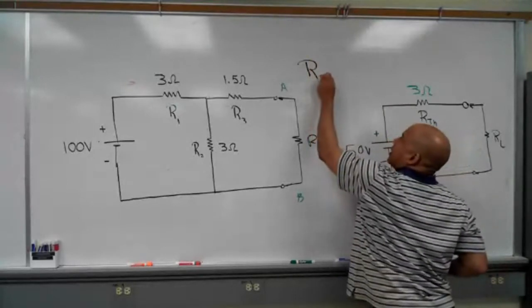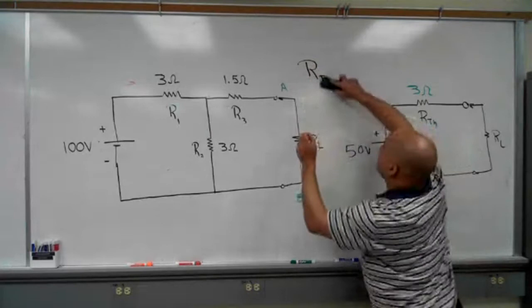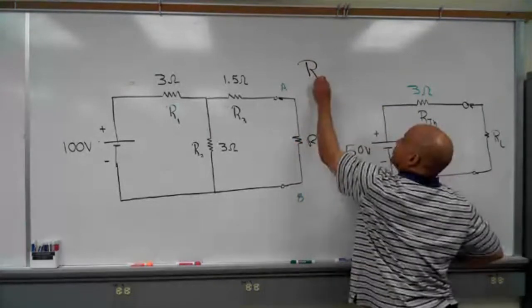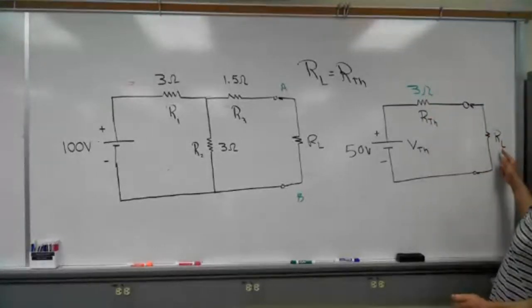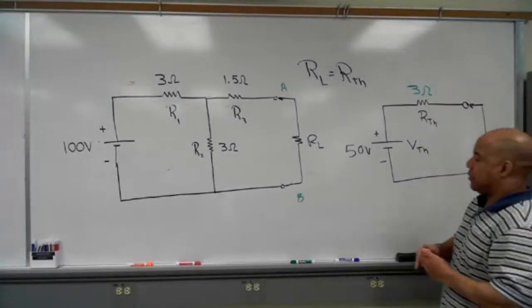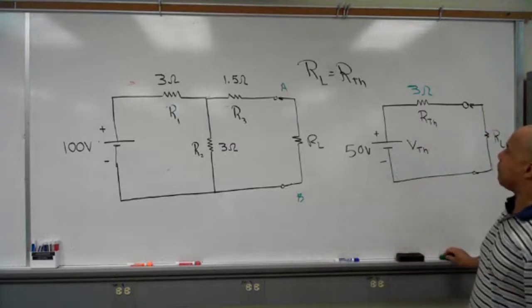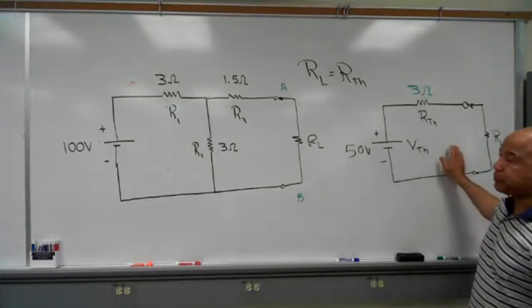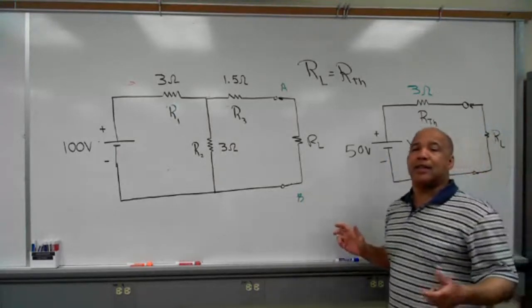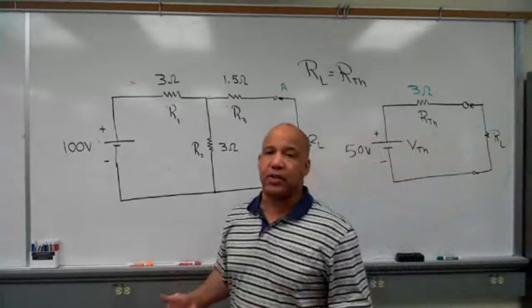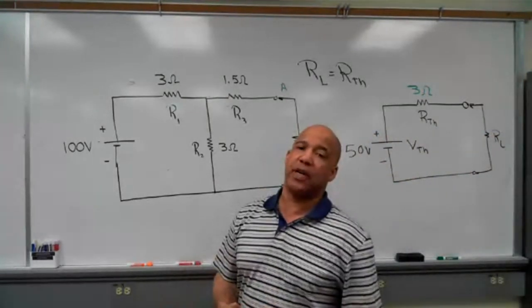RL should equal what? RTH. Exactly. So if this resistor and the ohmic value of this resistor match, then we'll have maximum power transfer from the voltage source to the load. By the way, the Thevenin circuit is called an equivalent circuit. I know I mentioned this in the first video.